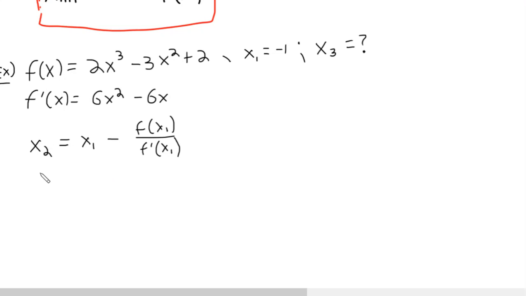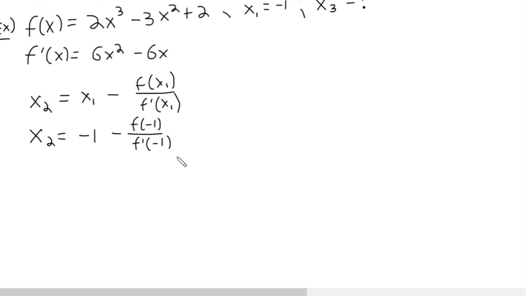Well, remember what x1 even was. x1 was given to us. x1 was given as negative 1. So I'm going to have x2 equals negative 1 minus f of negative 1 over f prime negative 1.